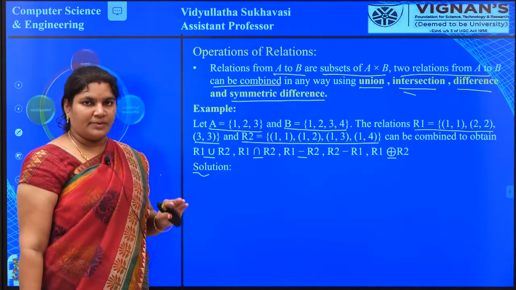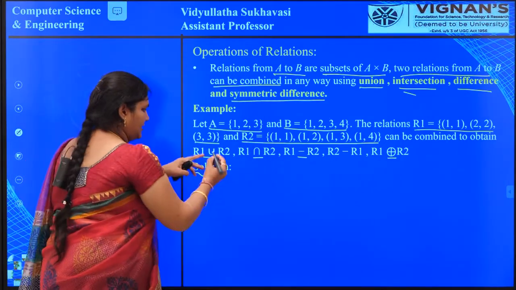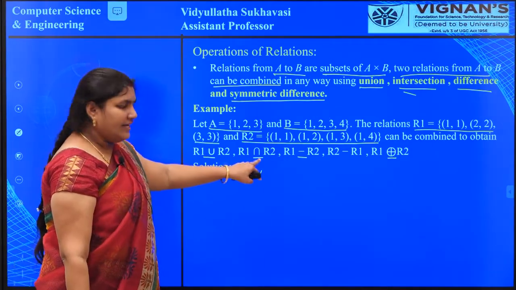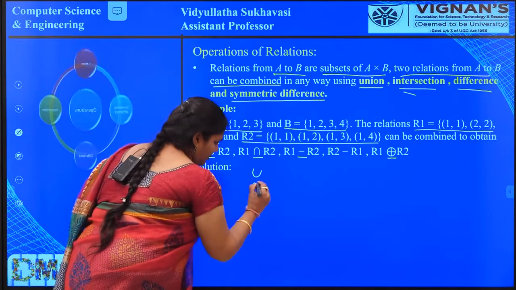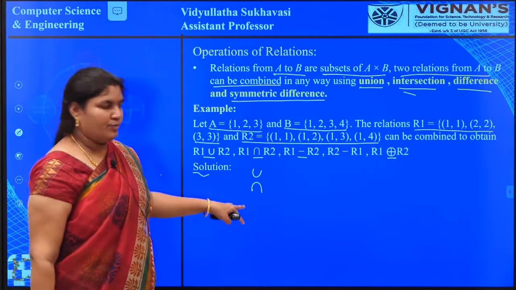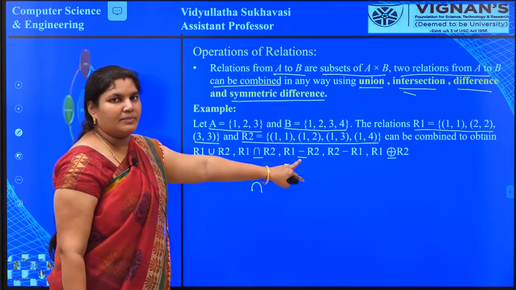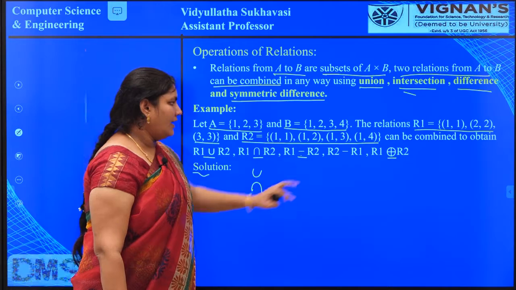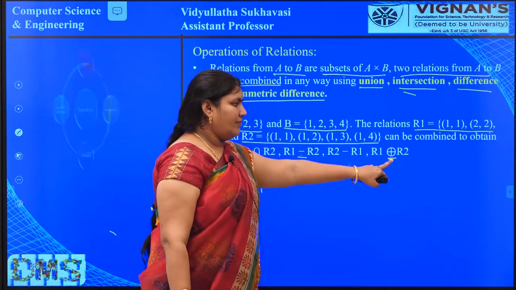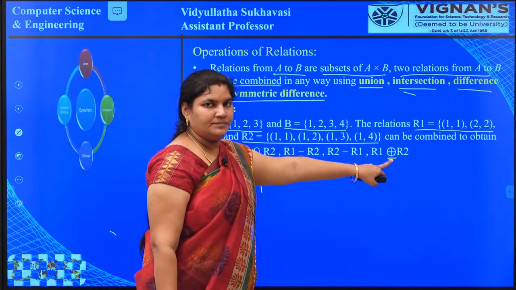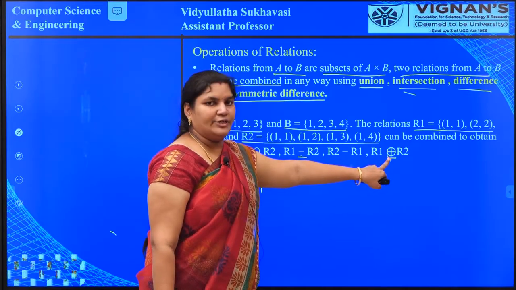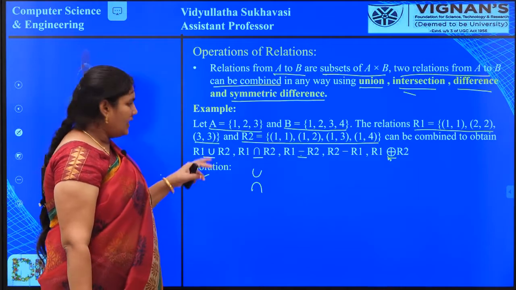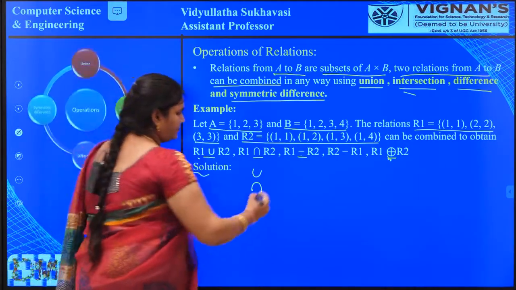Here for representing the union operation we are using the symbol U, and for representing intersection we use the inverted U. Next, for difference, that is subtraction, we use the minus symbol here. And for symmetric difference we use an enclosing symbol. This symbol indicates we need to find the symmetric difference. So now first we will find R1 union R2.